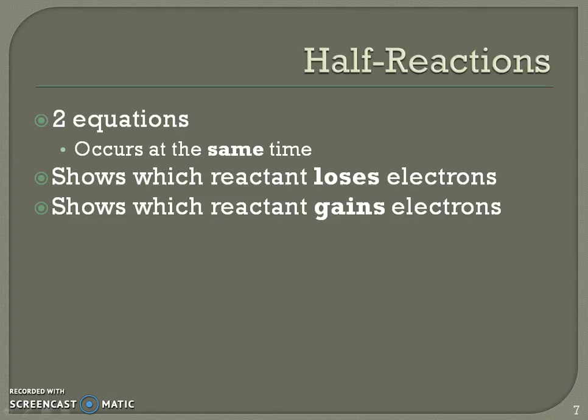So the half reactions are, again, two equations, two reactions that are going to make up the whole. They occur at the same time. So we have to figure out which reactant or particular element is losing electrons and which reactant or particular element is gaining electrons.